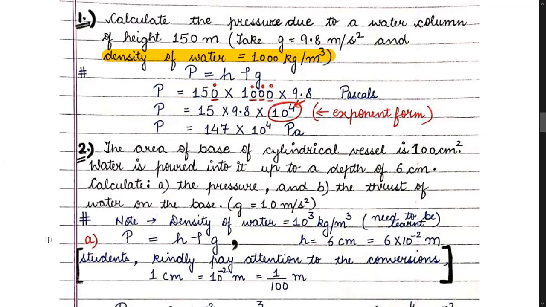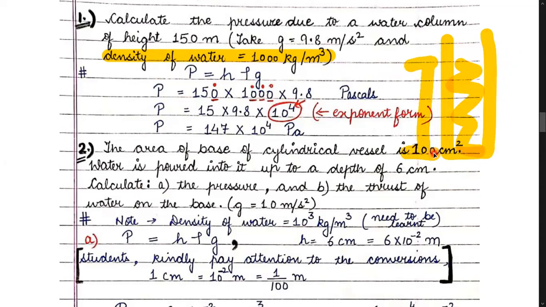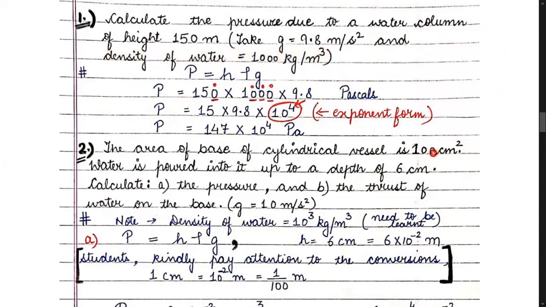Now, the question is to calculate the pressure due to water column of height 150 meter. So this water column is having a height of 150 meter. That means from this particular level to the lower level, the height is 150 meter. So you have to find the pressure. Use the formula P is equal to H rho G. Put the values. Now count the number of zeros. The number of zeros gives you the power of the exponent.